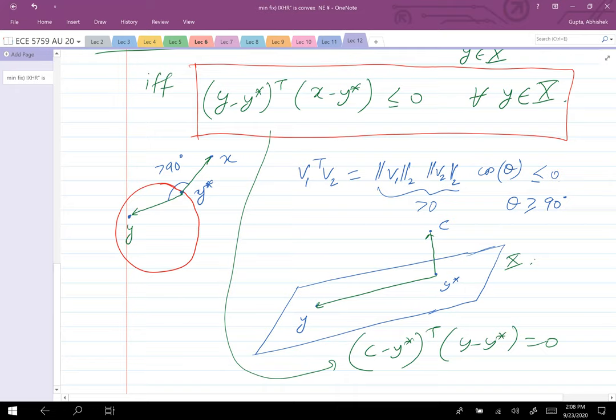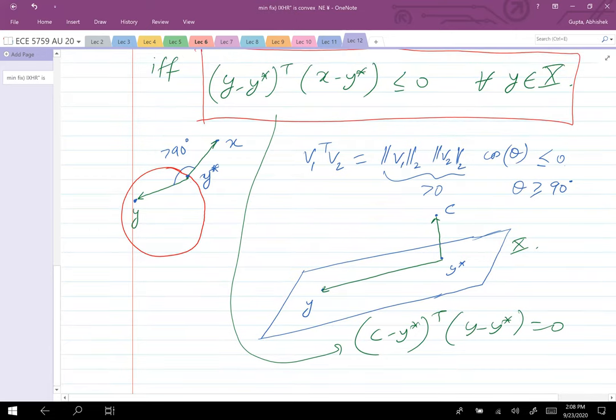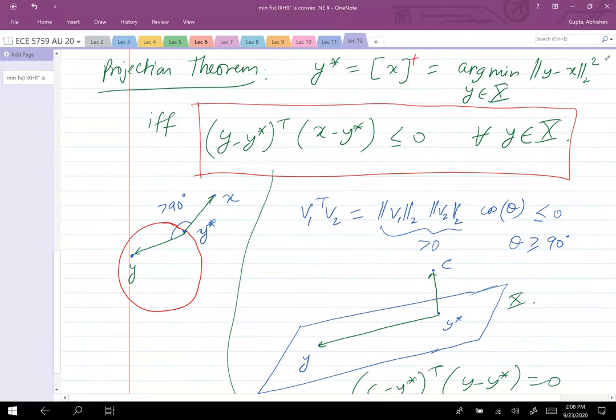Okay, so we have looked at projection onto two specific sets. So any questions so far? Then I'll move on to another example of a projection onto a box set. Any question on the projection theorem?